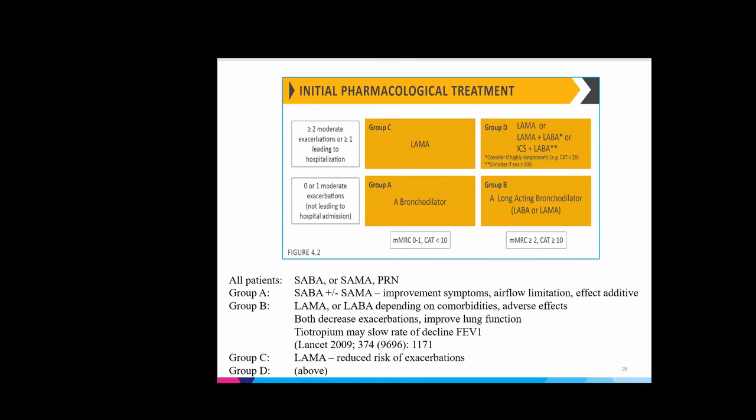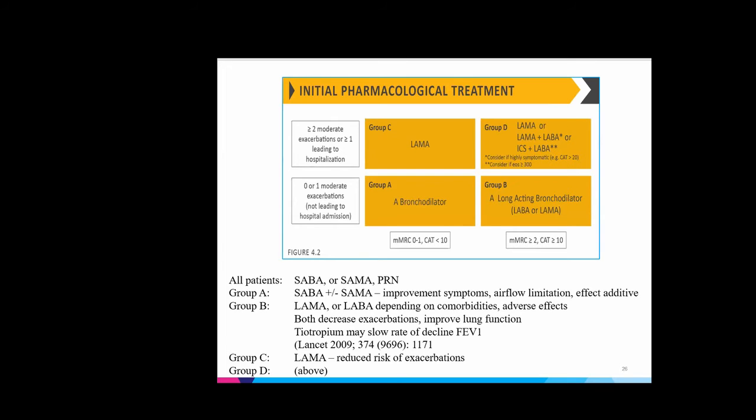Okay, so here's a slide. Let's spend a minute on this. These are the GOLD classification of COPD based on symptom score and number of exacerbations. So let's talk you through it. Somebody who's group A, minimal symptoms and minimal exacerbations, use a short-acting muscarinic antagonist and/or short-acting beta agonist, and it will improve symptoms, increase FEV1, and patients will feel better.